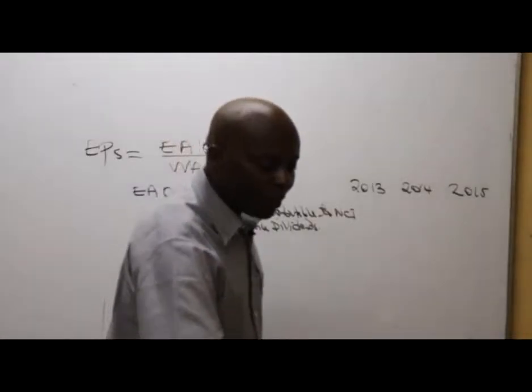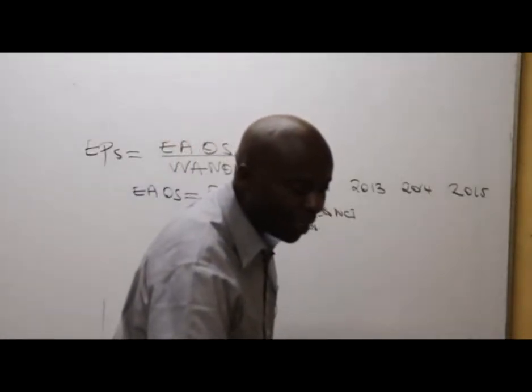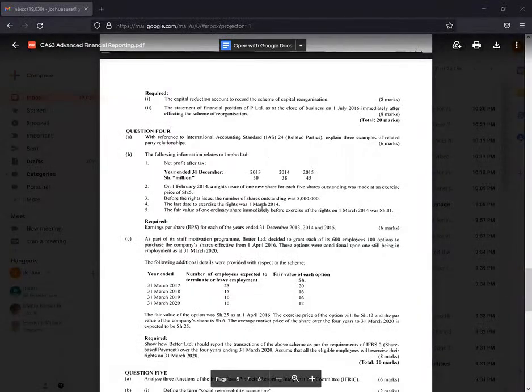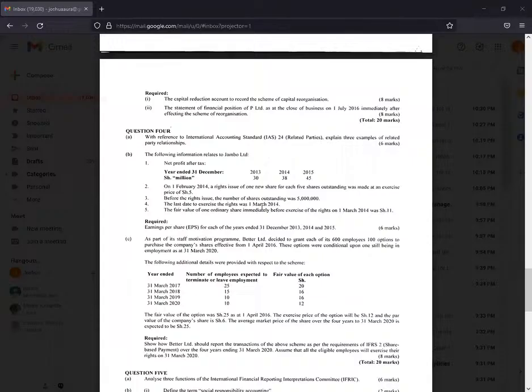So ladies and gentlemen, let me project my question here. Here we are. If you look at this, we have the reportable net profit after tax: 2013 is 30, 2014 is 38, and 2015 is 45. Now, does this question make any mention of profit attributable to non-controlling interest? Do we have non-controlling interest really here?